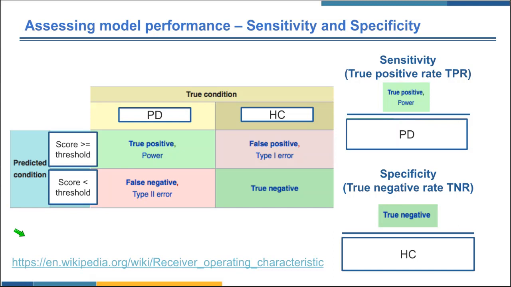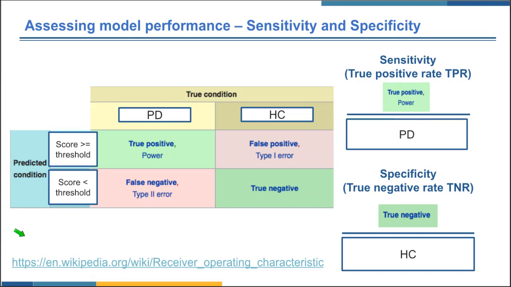And then compare with the true condition we already know, we can see if the model thinks you are having PD and you really are a PD patient, it means it's a true positive. And if you are a healthy control and your score is lower than the threshold, it's a true negative. And there are also two types of error.